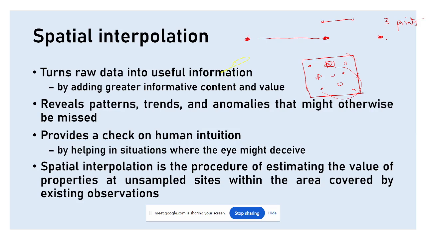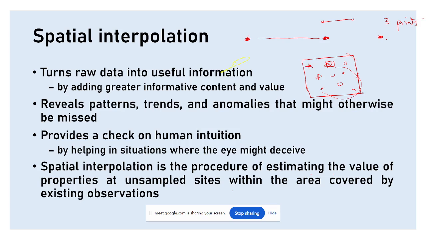Spatial interpolation is properly defined as the procedure of estimating the value of properties at unsampled sites within the area covered by existing observations. The same thing that I was trying to say.